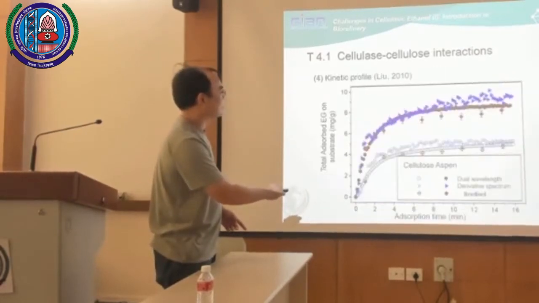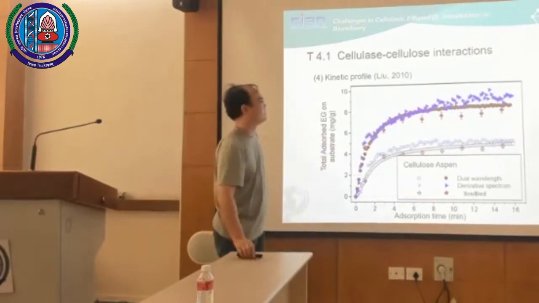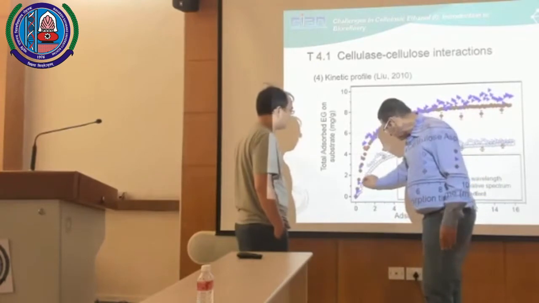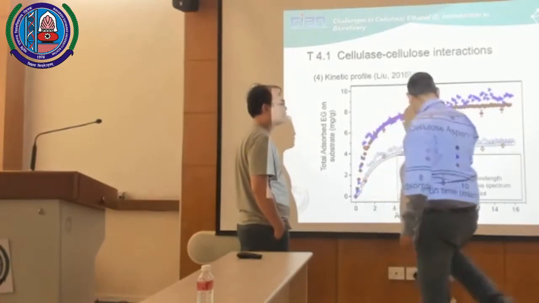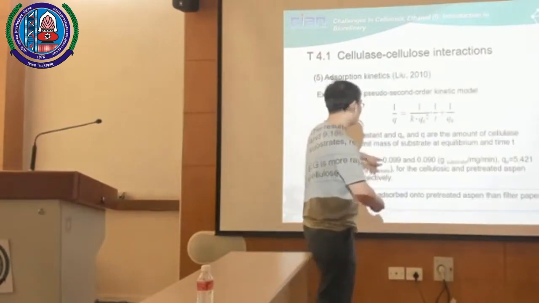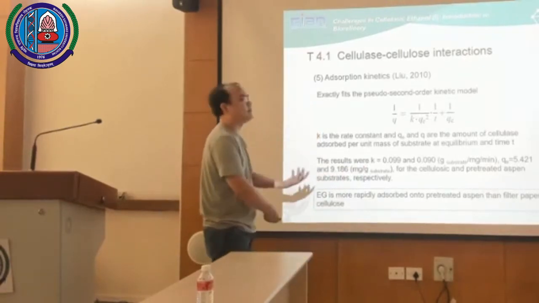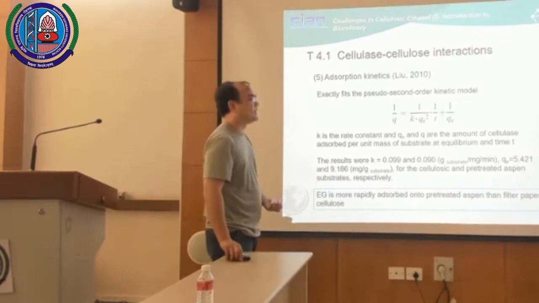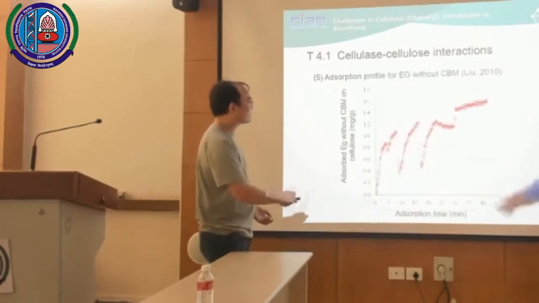Oh, you show this, very interesting. A lot of data. We can enlarge this one and see the aspen and the cellulose. They have some kinetic data, the absorption constant. We can compare that, and then we can compare the affinity. We can also connect them.